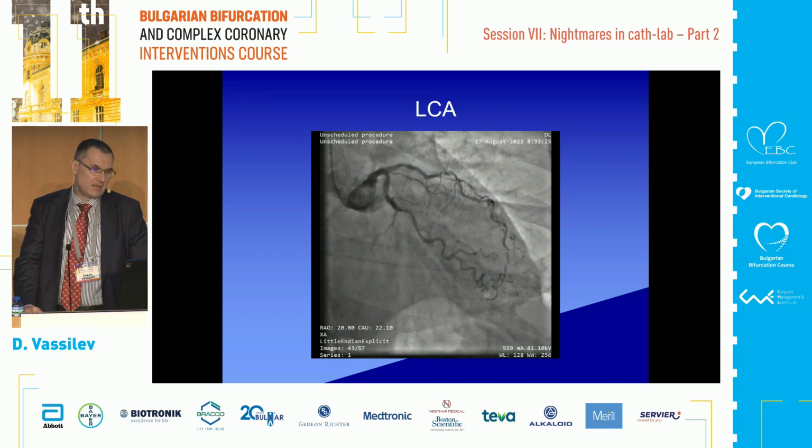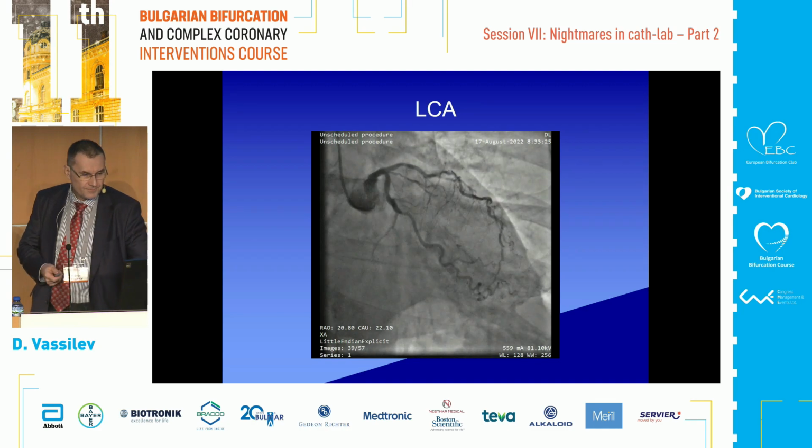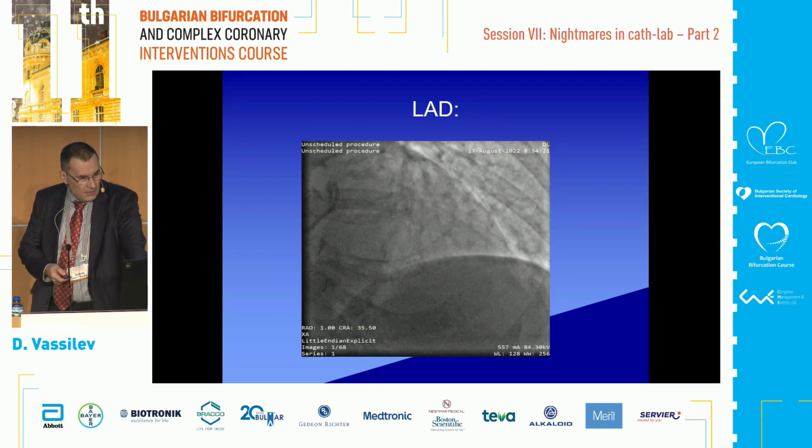So this is the picture. There is a stenosis on the mid LAD and the distal LAD.